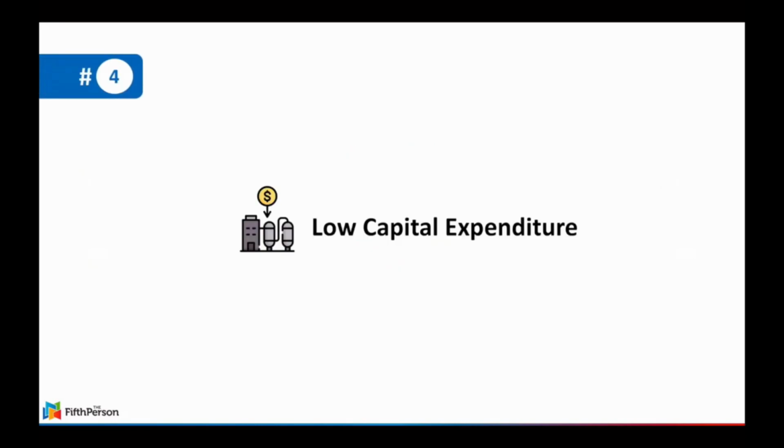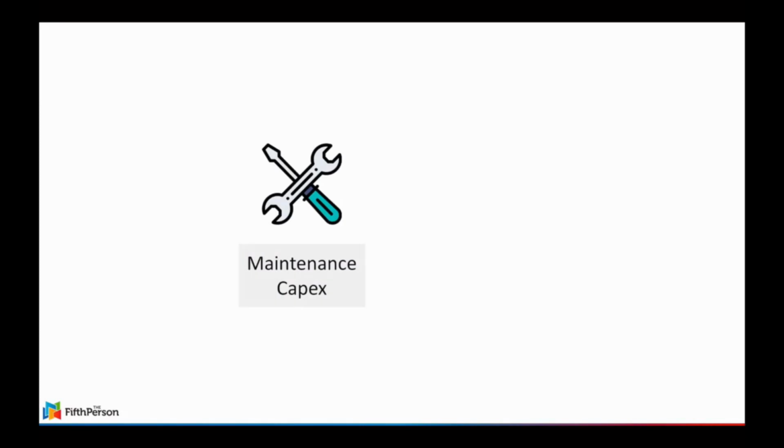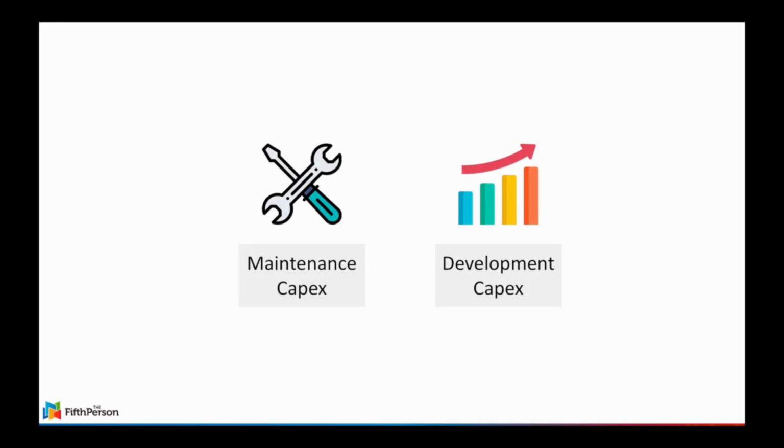Step number 4 is we look for low capital expenditure. As a dividend investor, you want to look at companies with low capital expenditure. In short, we call it CapEx. CapEx are funds used by a company to acquire, upgrade, or maintain physical assets in order to maintain the business operation. Let me explain further. CapEx comes in two forms. The first form is what we call maintenance CapEx. The other one is what we call development CapEx.